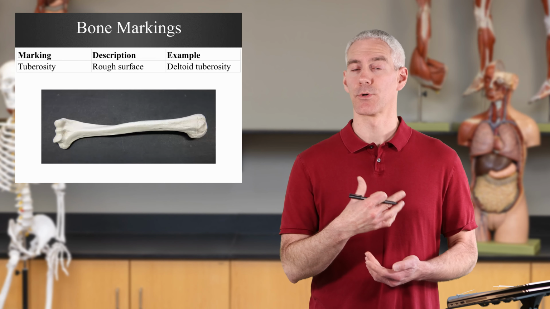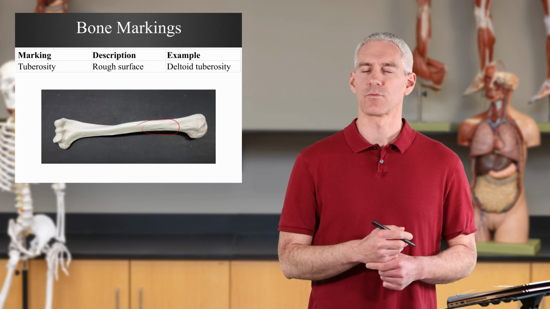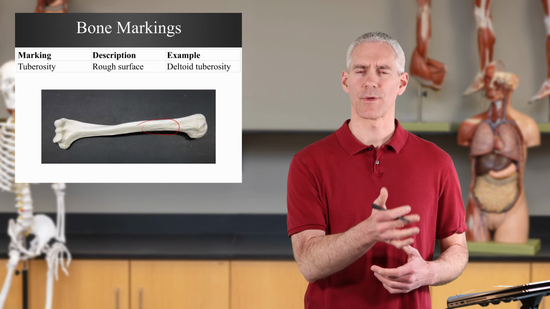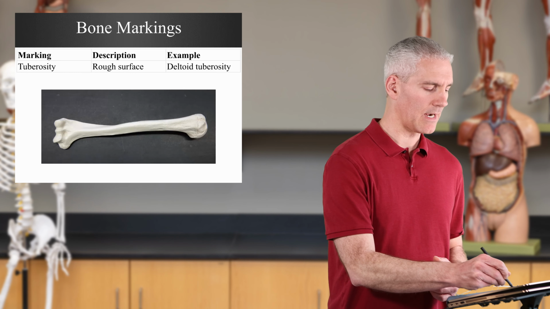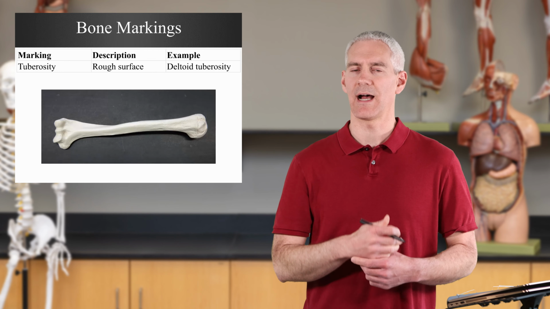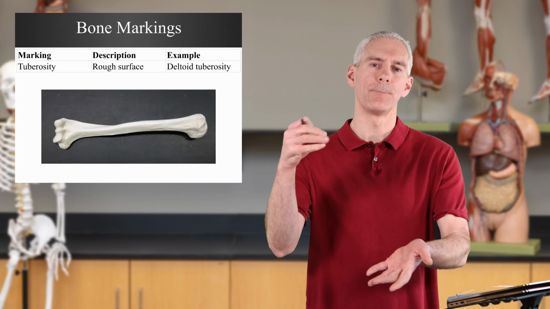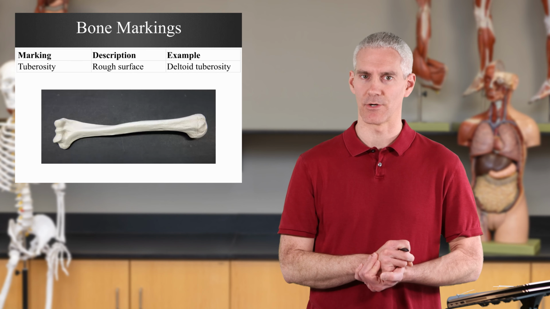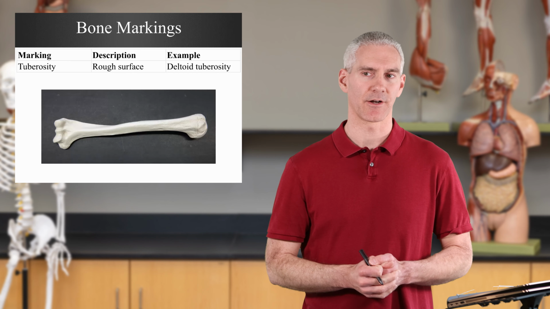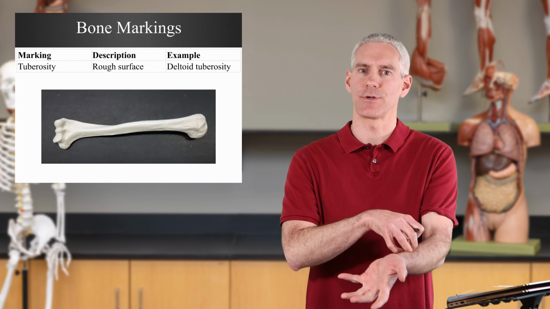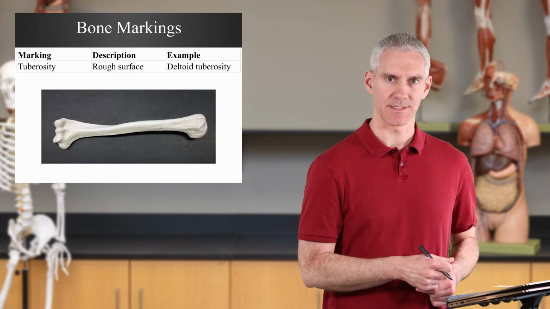Then we have a tuberosity. The deltoid tuberosity is this rough patch. It's about a quarter to a third of the way down the humerus there. But a tuberosity is a rough portion on the surface of the bone. Quite often, tuberosities are where muscles or tendons are attaching to the bone. That rough surface helps to increase surface area and increase the anchoring or attachment point of the muscle. So a tuberosity.